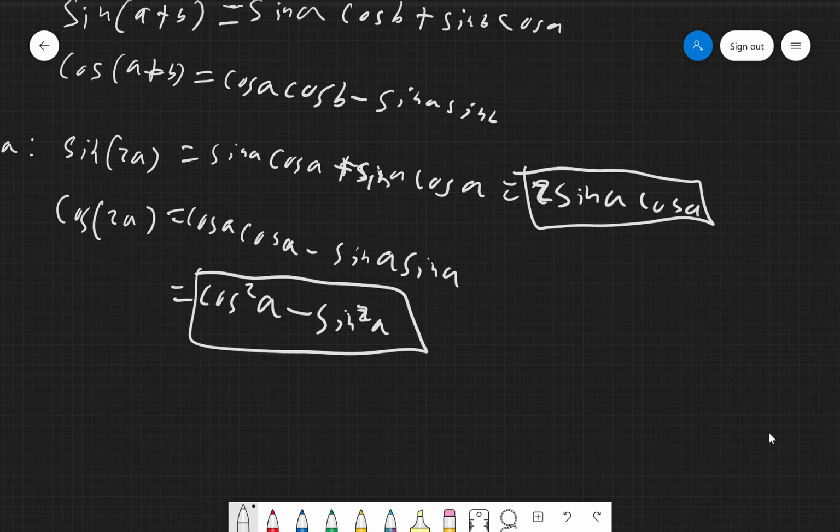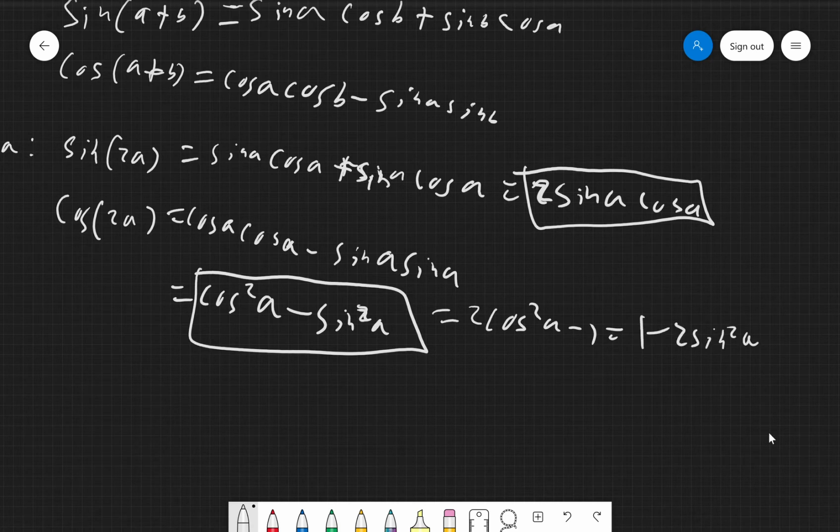So what we can do is say that's equal to 2 cosine squared of a minus 1, because sine squared of a is 1 minus cosine squared of a, so that's going to be cosine squared of a minus 1 plus cosine squared of a, and this is what we get. If you plug in cosine squared of a equals 1 minus sine squared of a, we're going to get 1 minus sine squared of a minus sine squared of a, and that's going to be 1 minus 2 sine squared of a.